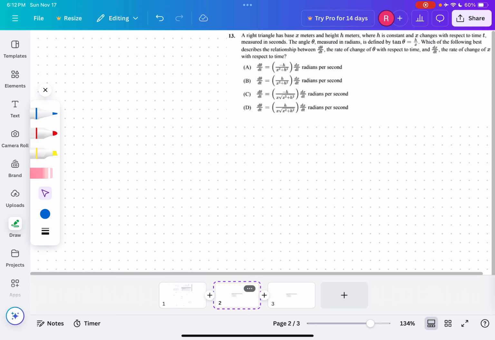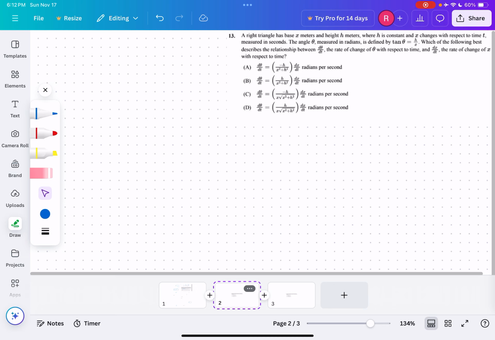In question number 2, they said a triangle has a base x meters and height h meters, where h is a constant and x changes with respect to time, measured in seconds. The angle theta measured in radians is defined by tan theta is equal to h over x. Which of the following best describes the relationship between d theta over dt, the rate of change of theta with respect to time, and dx over dt, the rate of change of x with respect to time? So basically they want a relationship between d theta and dx, ultimately.